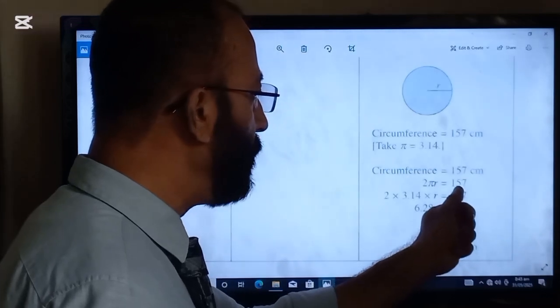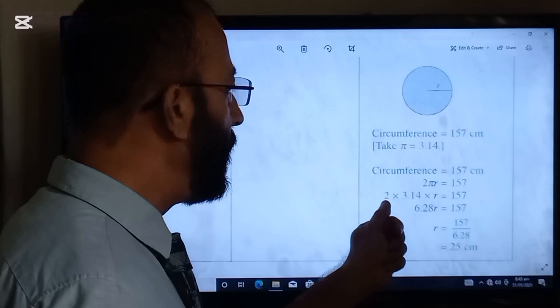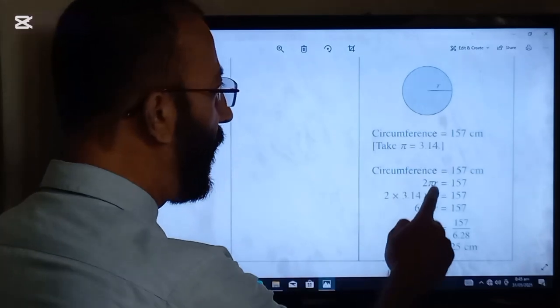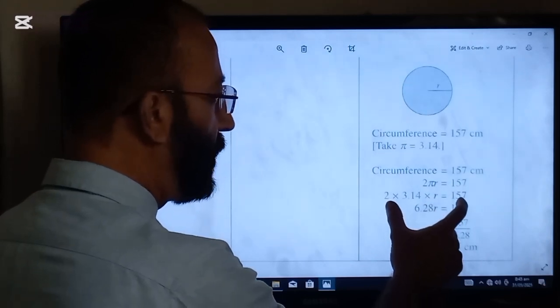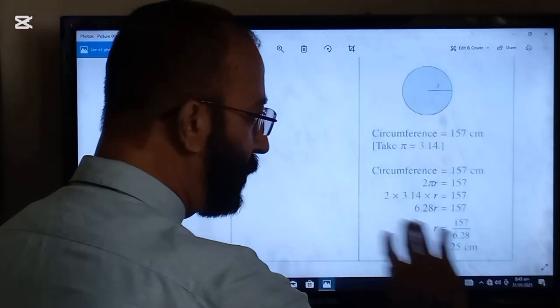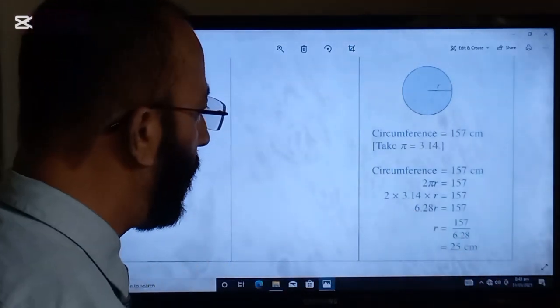The circumference value is given, 157, and 2 pi r will remain as it is. Now 2 will remain as it is. Pi's value is given, that is 3.14, and r is the requirement. So putting all values into the formula, r will remain here. Shift all the values to the right side. Solve it on the calculator. You will get the answer.